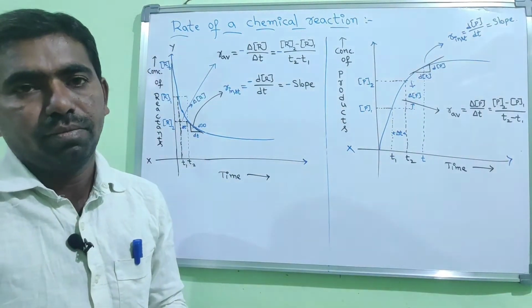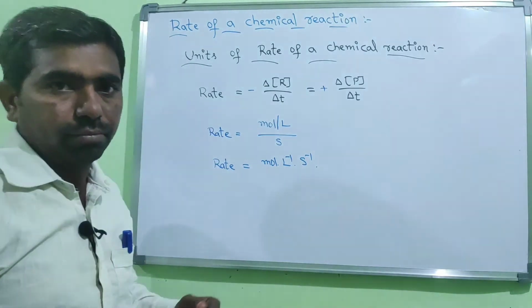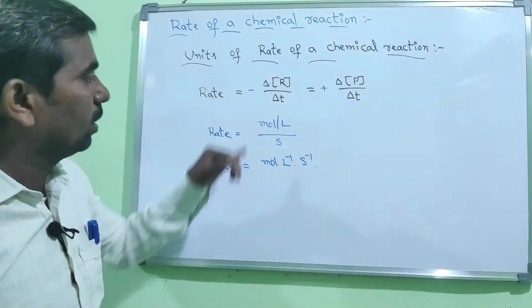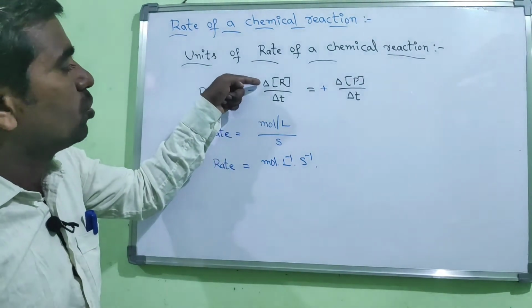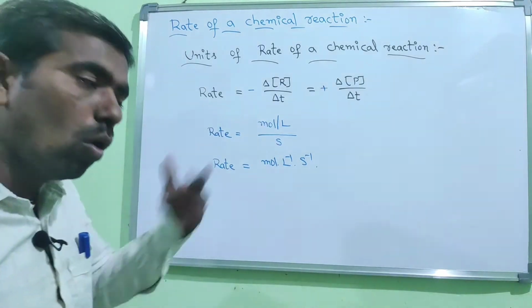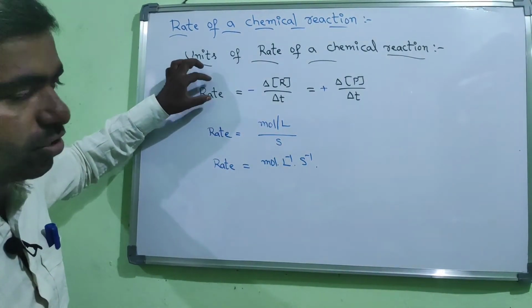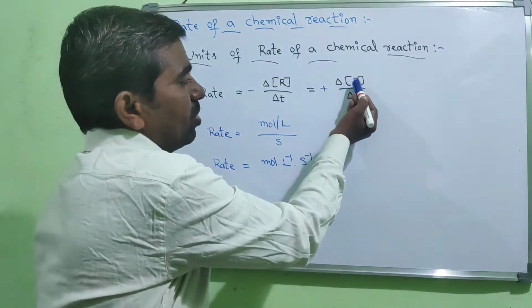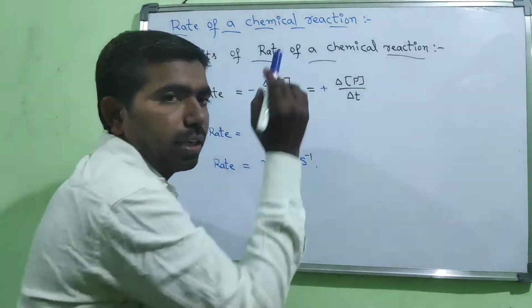Units of rate of a chemical reaction. The rate of a chemical reaction can be written as rate equals minus change in the concentration of reactant divided by change in the time, or rate of a chemical reaction equals positive sign change in the concentration of product divided by change in the time.